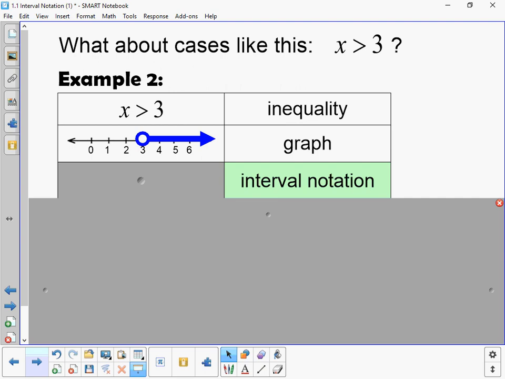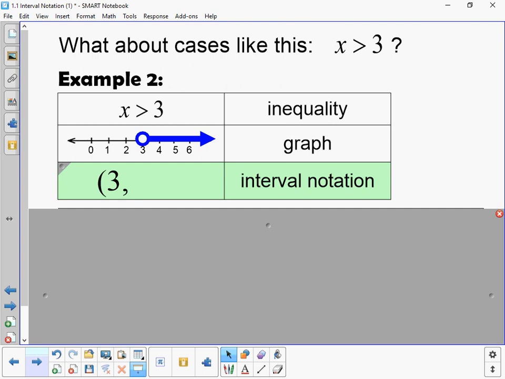In interval notation, we want, again, to read this picture just like we're reading a sentence from left to right. It starts at 3 on the left. I used an open parenthesis because it is an open circle there. So from 3 up to, and it's got this arrow showing that it's going and going and going. And so we say that it's from 3 up to infinity.